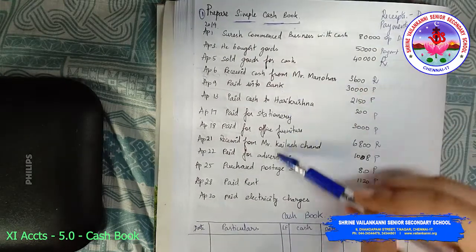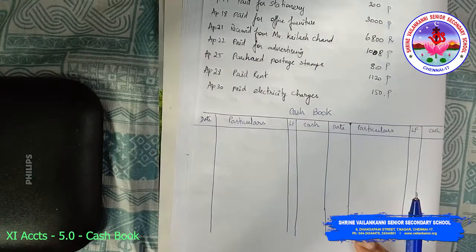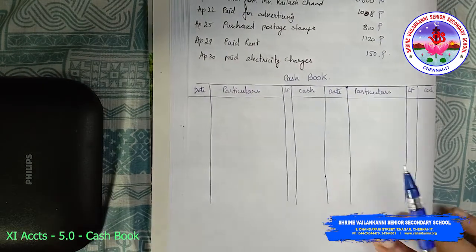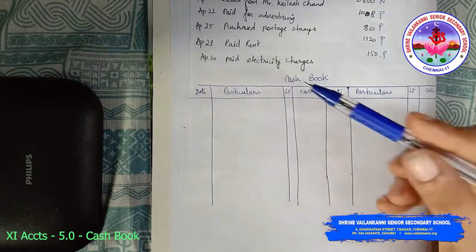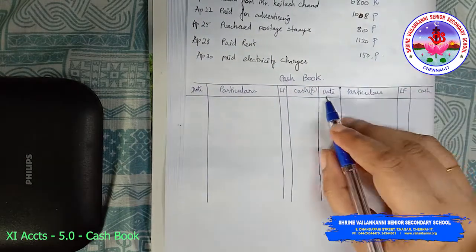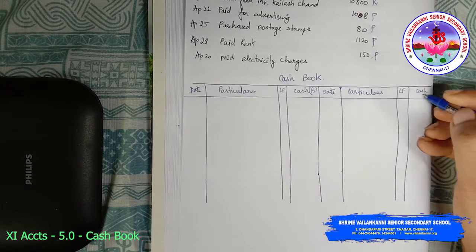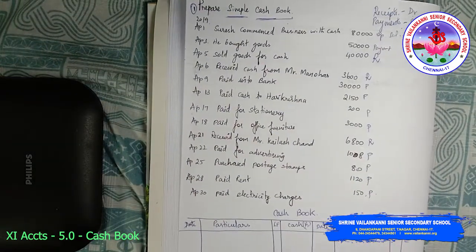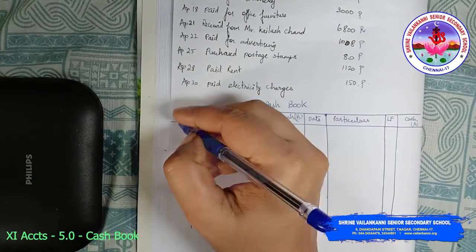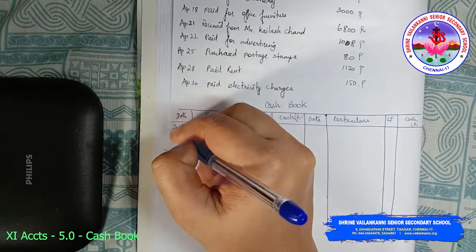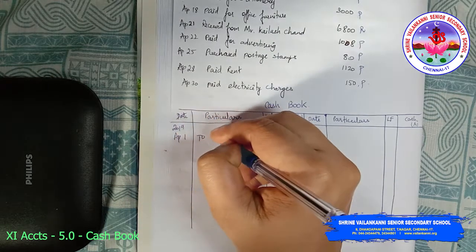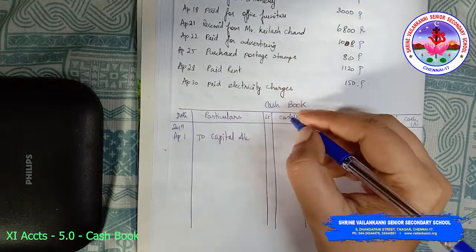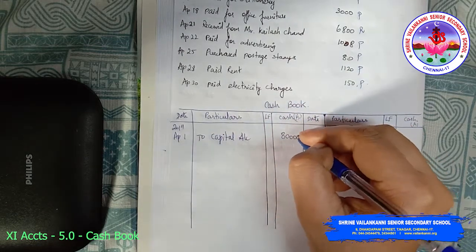I'm just going to read it one by one and post it in the cash book here. You can see the format of the cash book clearly here: date, particulars, LF, cash in rupees on each side. First transaction, Suresh commenced business with cash. So I'm going to write 2019 April 1, to capital account, 80,000.